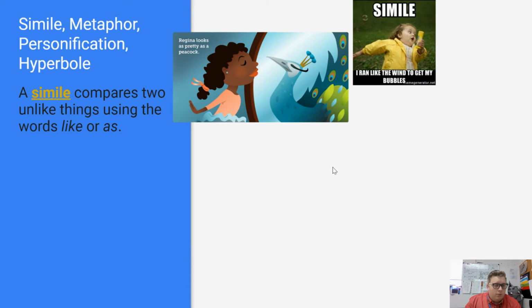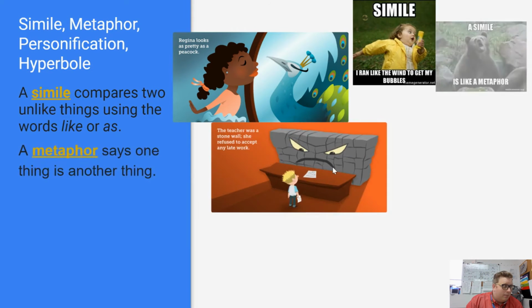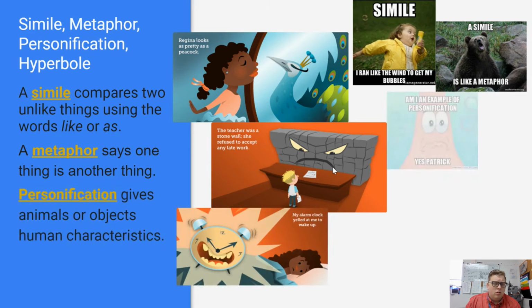A metaphor says that one thing is another thing. It's basically a simile, except it doesn't use like or as. Personification is next. Do you know what it is? Well, personification gives animals or objects human characteristics. And yes, Patrick and SpongeBob are both examples of personification.